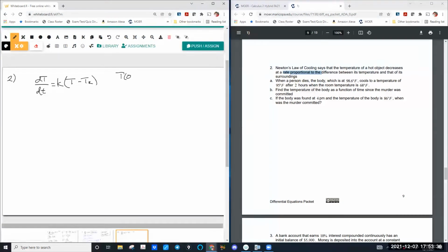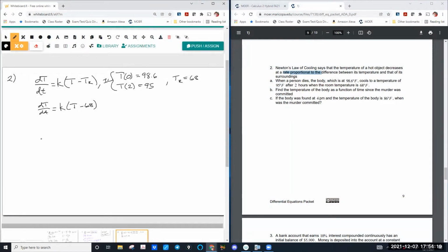That means initially, so at 0 hours past, the temperature is 98.6 degrees. And then again, at 2 hours, it's 95. These combined are our initial condition. We also know that the temperature of the room is 68. So that 68 can be plugged in now. Equals K times T minus 68. And we're ready for separation of variables.